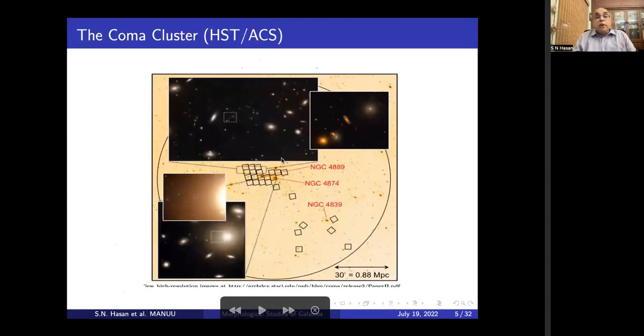This is the region of the Coma cluster, the stamp of the footprint of the observations, the 25 tiles which were observed.